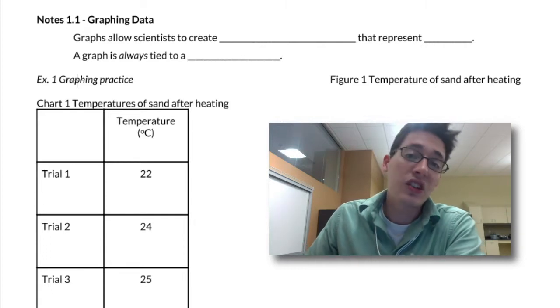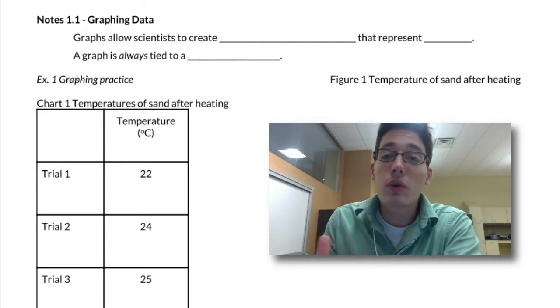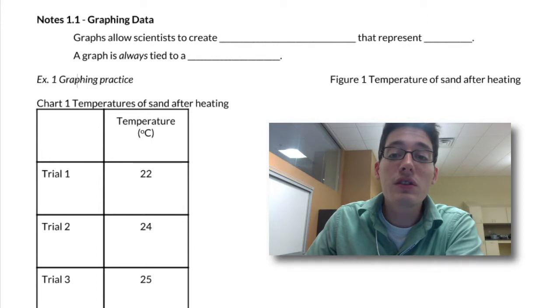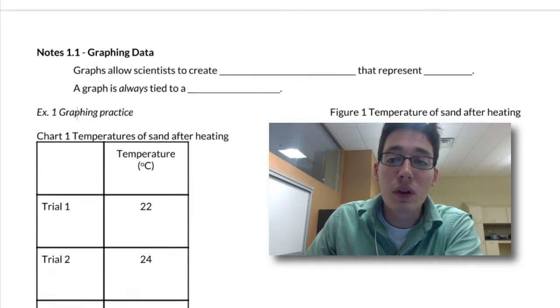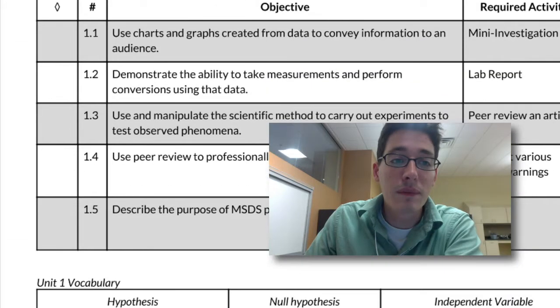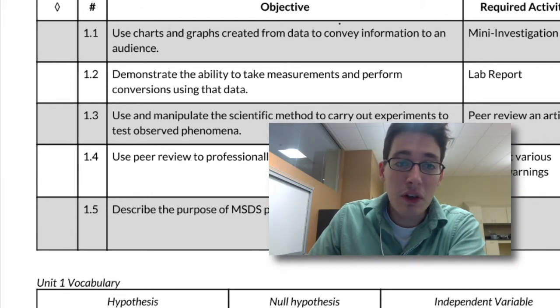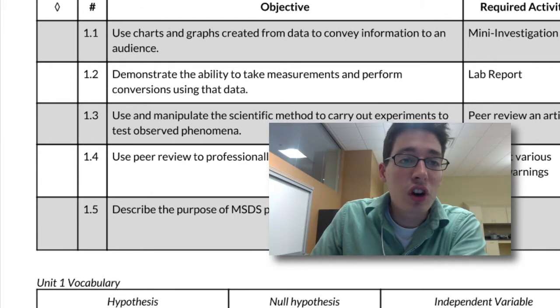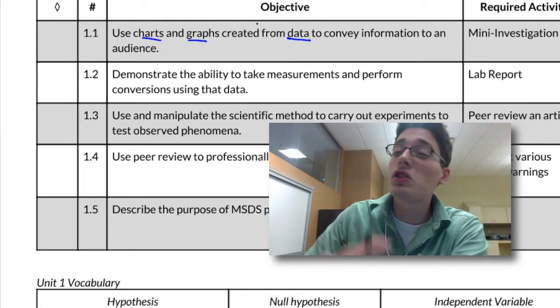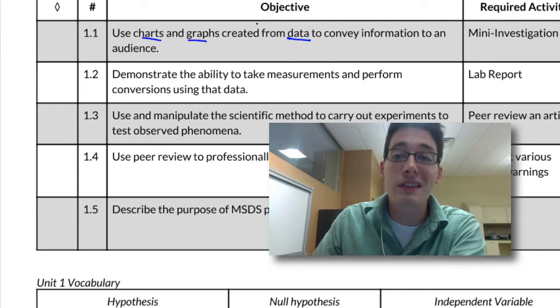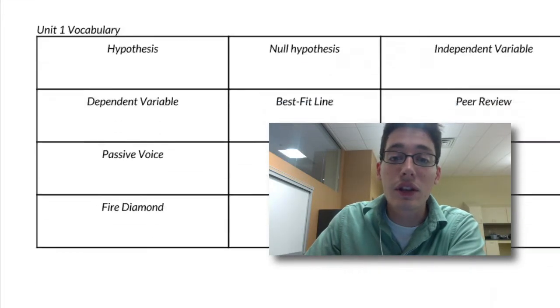So this is section 1.1, notes 1.1, very start of the year. And what we're going to be doing is looking at objective one. So let me swing up here a little bit. And this is the first page of your notes. What we're going to be doing is using charts and graphs. So we're going to be making charts and graphs from data to convey information. And this is something we're going to do all year long. That's why we're going to start with this now and get these skills down, so later we can come back to this.